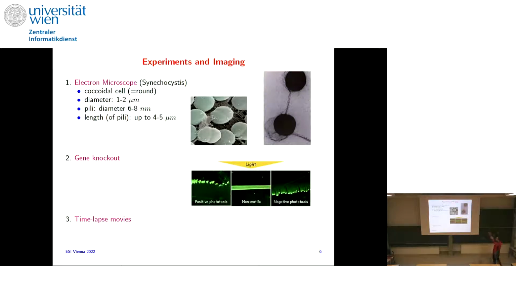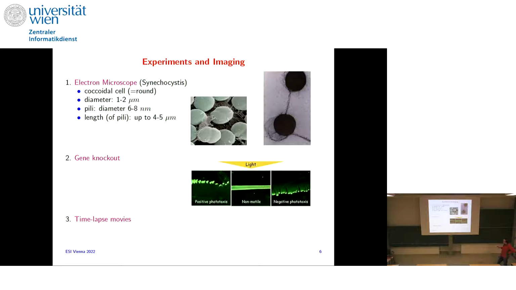Now, one thing you cannot see at that resolution is them moving, because you have to kill them to take a picture with the electron microscope. So unfortunately, you can't get videos with that kind of resolution, at least using standard techniques. So I don't have such videos to show you, okay? I have different kinds of videos.